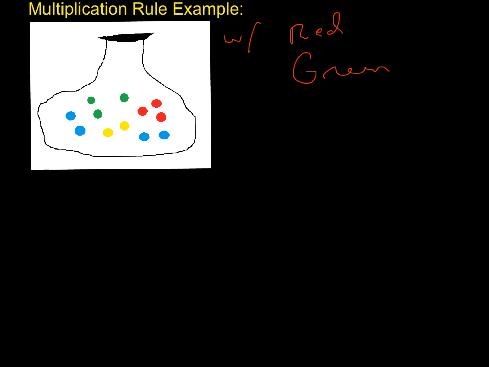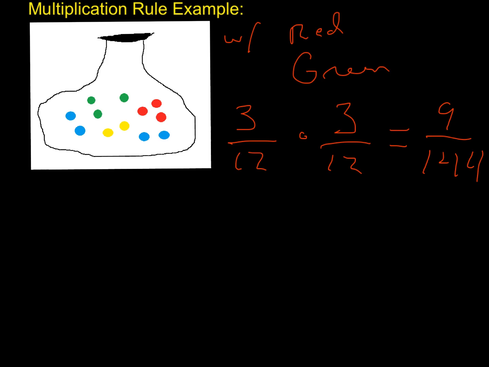So in this case we have 12 marbles and 3 red ones. So the probability of red is 3 out of 12, and if I pick it out and then put it back in the bag, that's with replacement, then I would multiply the P of green, which is also 3 out of 12, and I would end up with 9 out of 144.